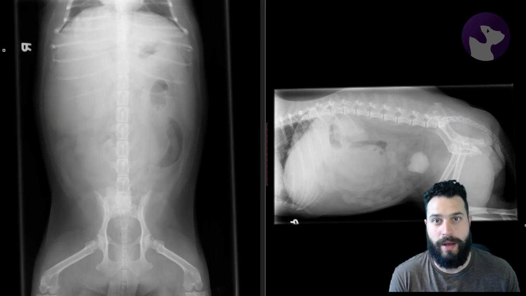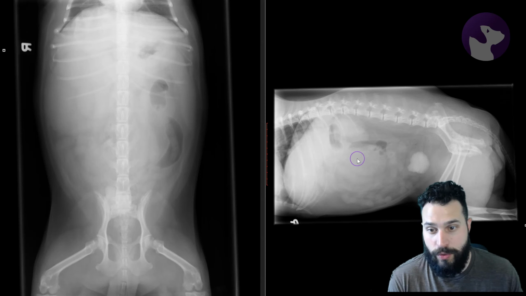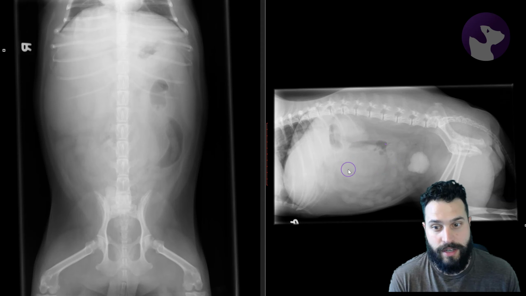Wanted to talk today about this 12-year-old mixed breed dog that presents for vomiting. So we have a few abnormalities going on in these radiographs. Let's take a look. In the cranial abdomen, one of the first things that jumps out at me is this soft tissue opacity mass that is causing displacement of some of the intestines.